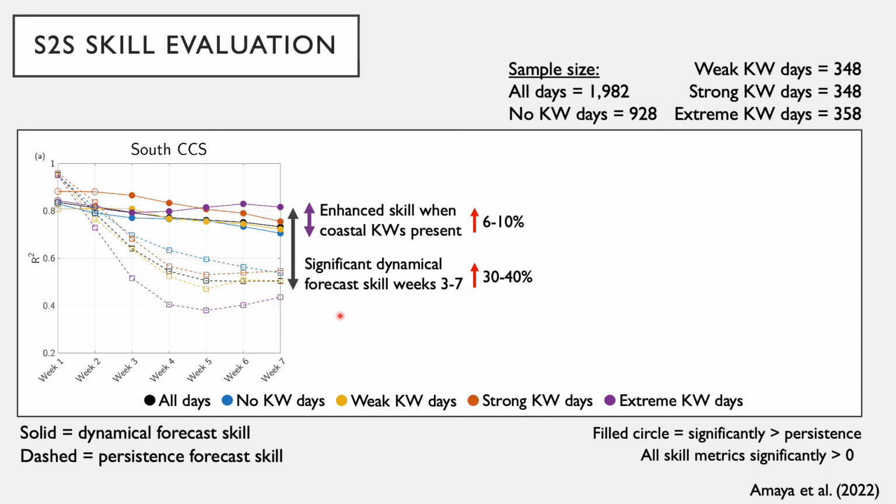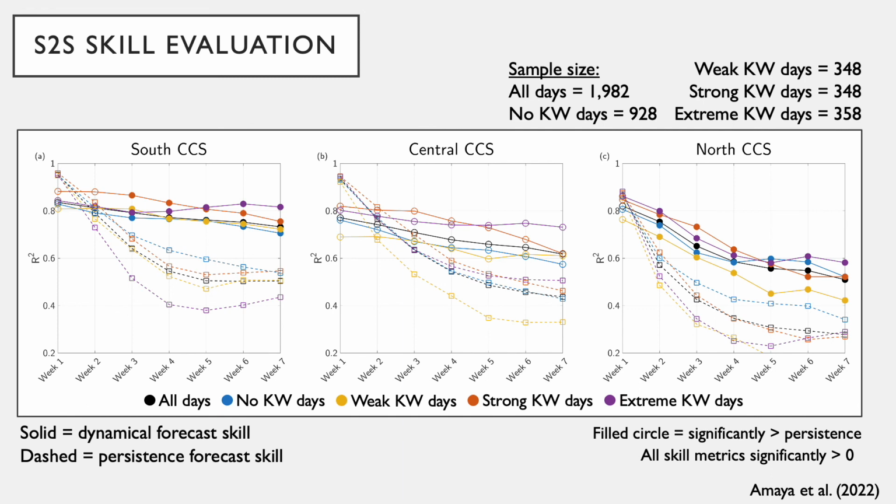And now on top of that, we can see that when coastal Kelvin wave activity is present at initialization, we're seeing enhanced skill ranging from about 6 to 10% more variance explained relative to dynamical forecasts that were initialized without significant Kelvin wave activity. And while I don't have time to go into detail for each of the other subregions, I'll just mention that the results are generally consistent, particularly in the North California current system.